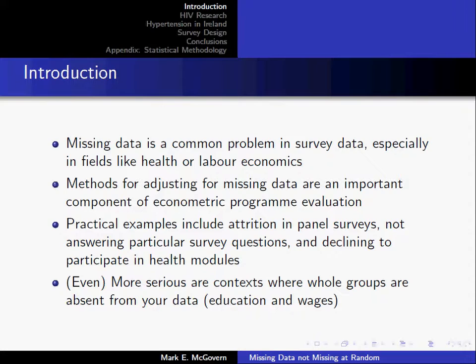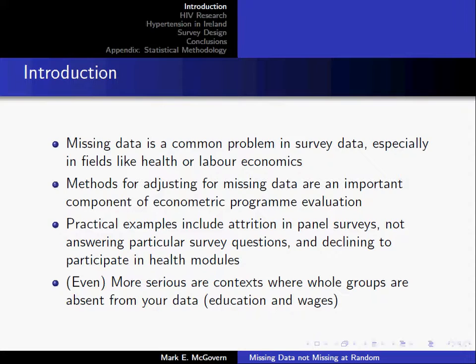So practical examples of how missing data arise in practice include something like attrition in panel surveys. So maybe you observe the individuals at the start of the period, but they drop out. Sometimes people will decide not to answer particular survey questions. So if you had Donald Trump, he might not answer a question on income, for example. Sometimes people opt out of whole modules. So some of the examples that I'm going to be talking about, people decline to participate in whole sections of the survey. Now sometimes you'll have individuals who don't answer particular questions, but sometimes you can be missing whole cohorts.